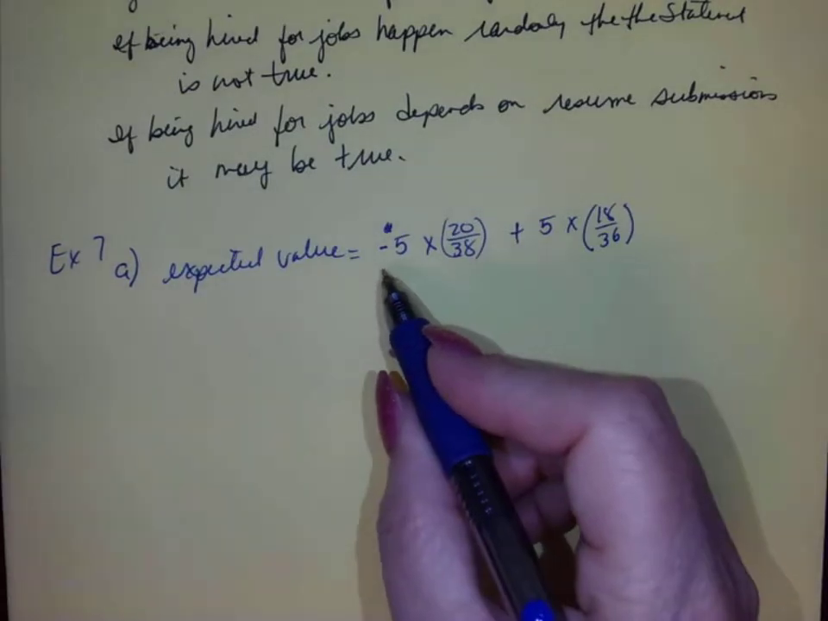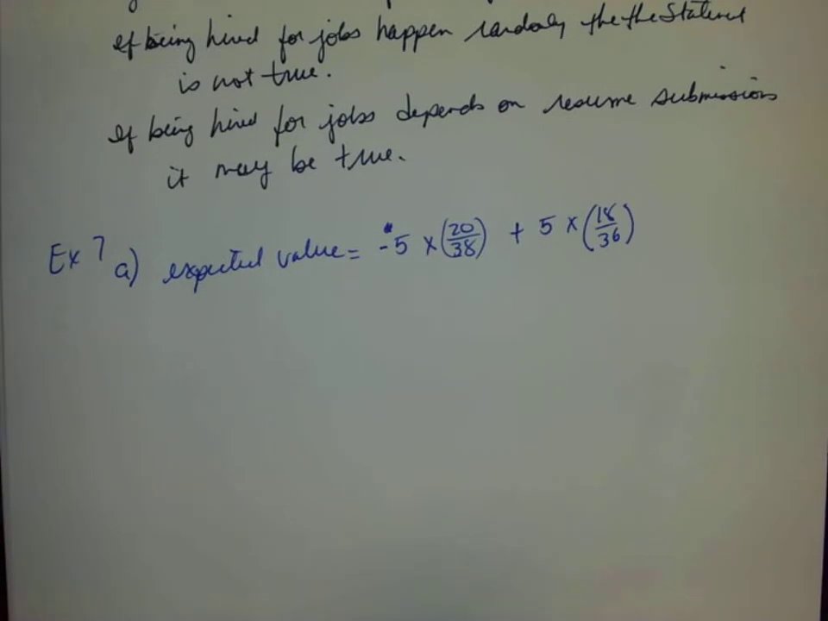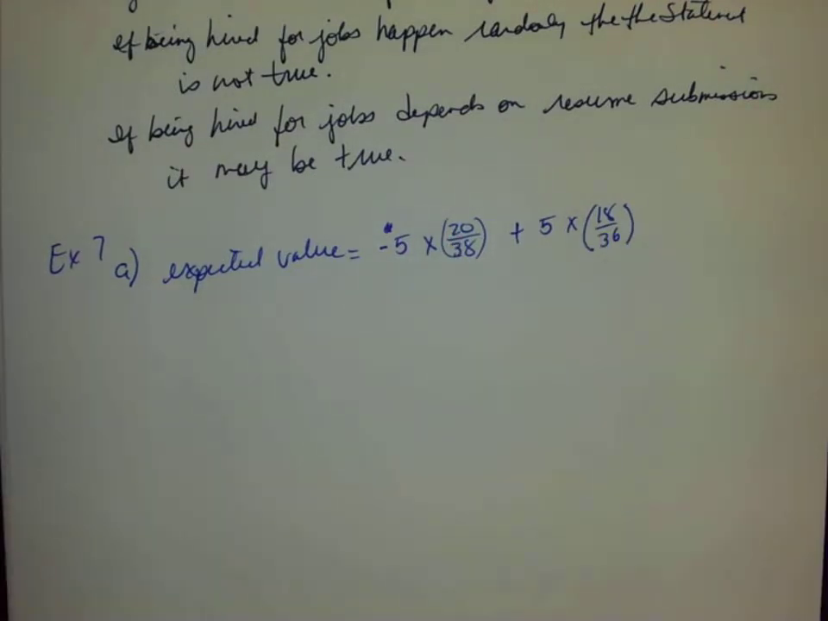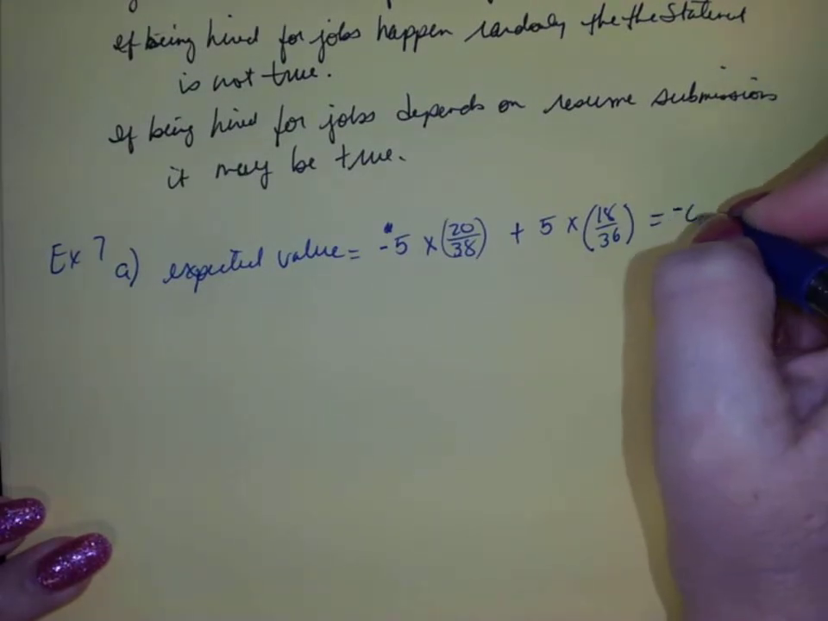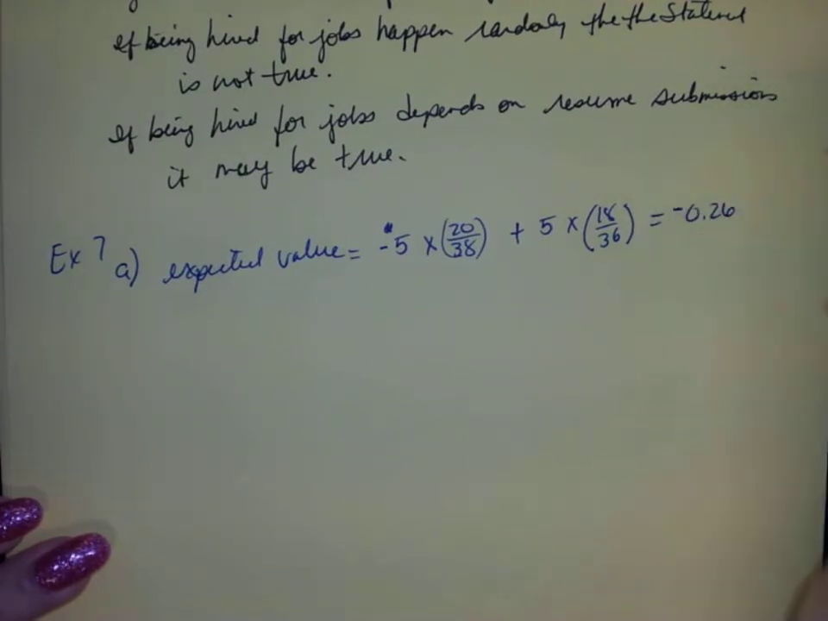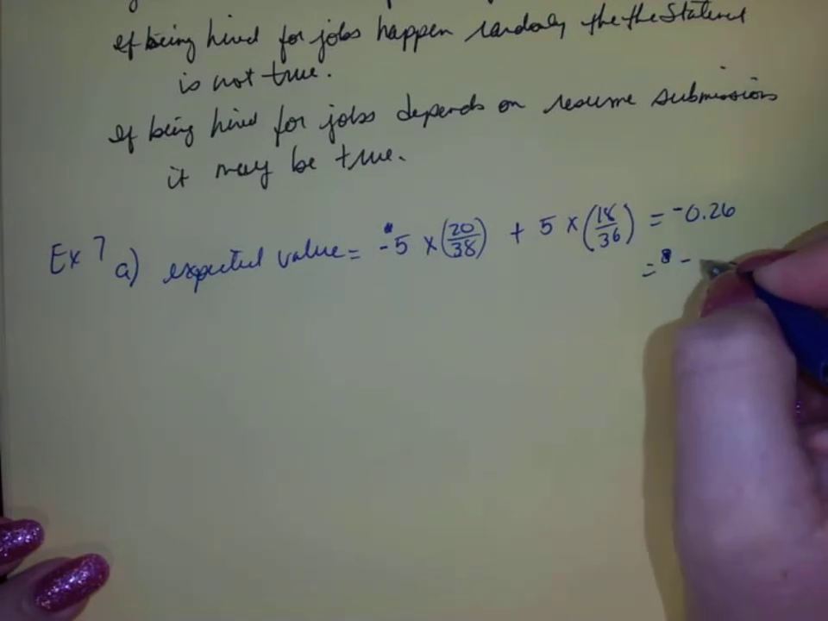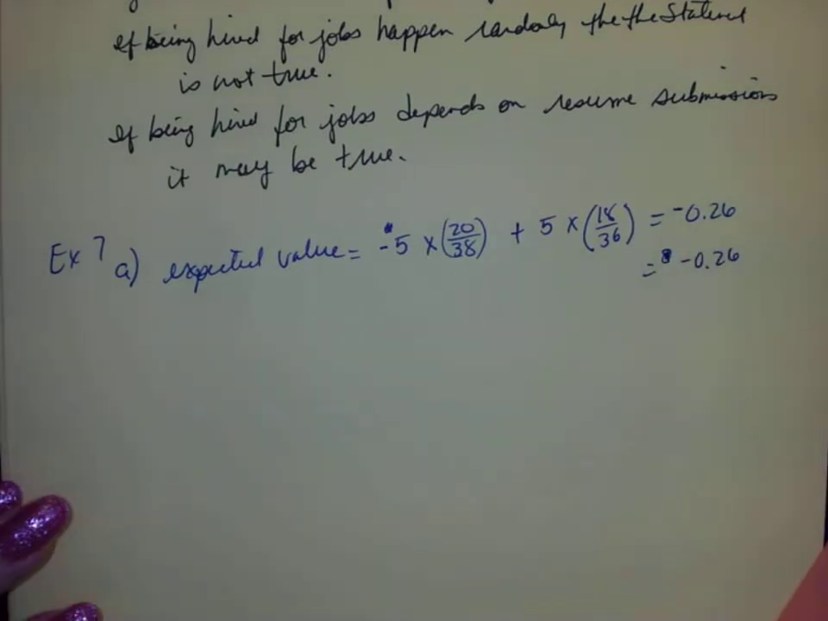And we can do this. These are kind of bigger numbers, so we could do this as a whole thing into the calculator, or you can separate it and then add them. I just put it in the calculator and I got a negative 0.26. So just so you understand, that's a negative $0.26, so that's a loss of 26 cents.